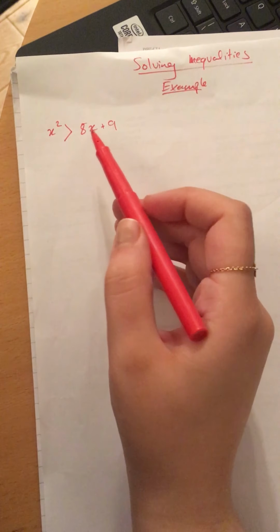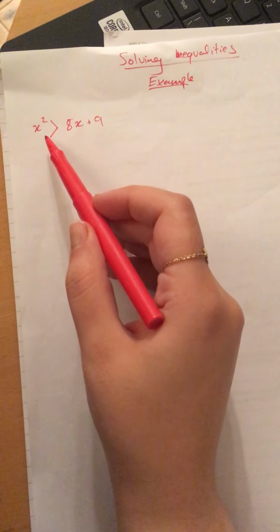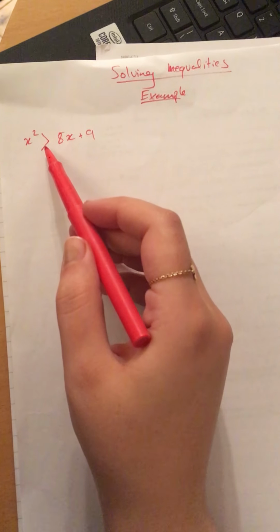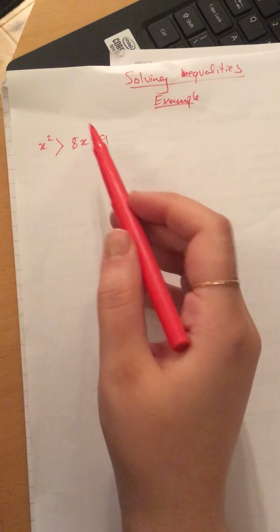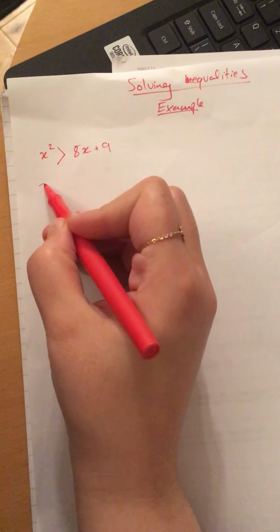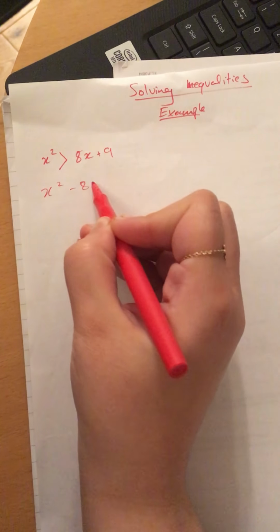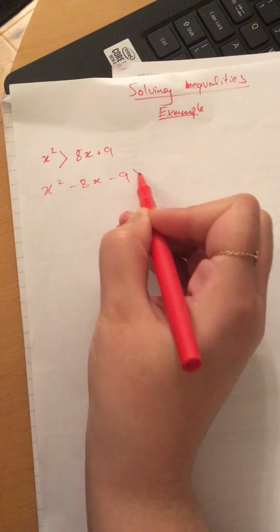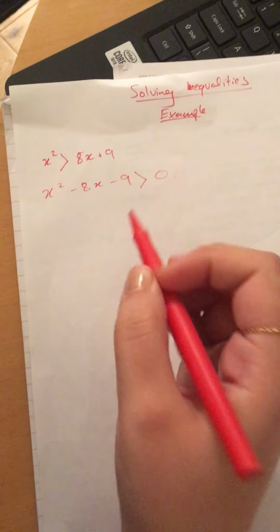To solve inequalities, if I've got x squared, I need to bring everything to one side. So whether I have an equal sign or an inequality, I bring everything to one side. So here I'm going to bring everything to the x squared side. So it's going to give me x squared minus 8x minus 9 is greater than 0.